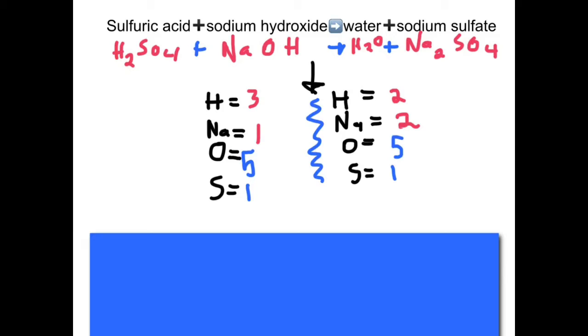As we can see, on the left side we've got 3 hydrogens, and on the right side we've got 2 hydrogens. On the left side we have 1 sodium, and on the right side we have 2 sodium. Oxygen and sulfur are looking pretty balanced, so we're not going to need to worry about those. While those might change throughout the course of the equation, they're non-essential to what we need to be worried about right now. But as you can see, the problems that we have going on are our hydrogen and sodium.